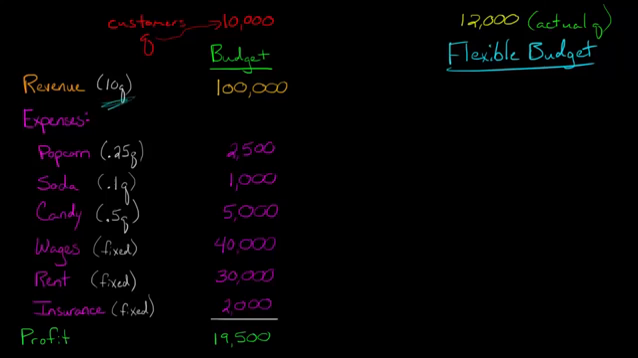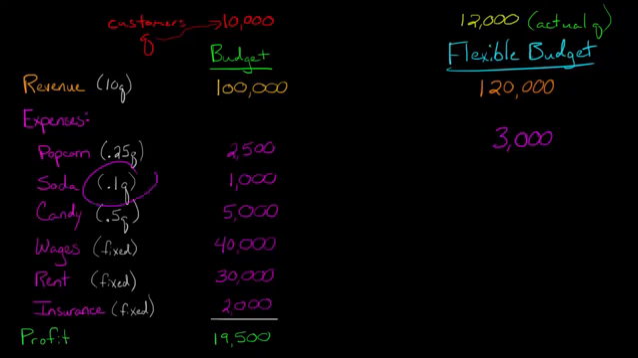And so 10Q is going to yield our flexible budget number for revenue. So that's going to be 12,000 times 10, and that's 120,000. Okay? And then let me just run through the flexible budget numbers first, before we get into the idea of variances and comparing them. So our popcorn, 0.25Q, but now we plug in 12,000 for Q. And that's going to yield $3,000.